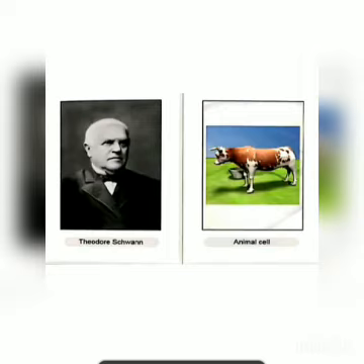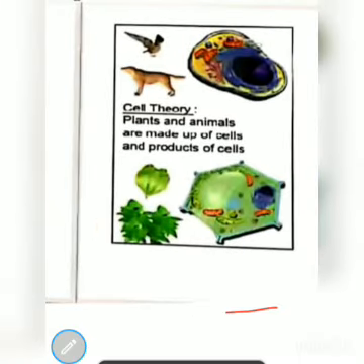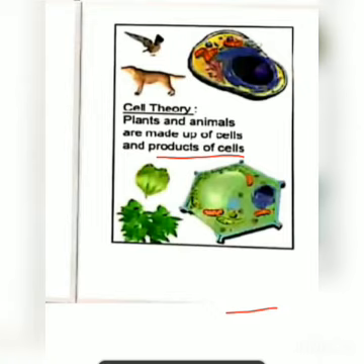These thoughts were proposed by Matthias Jakob Schleiden in 1838 and Theodor Schwann in 1839, who proposed the cell theory. According to them, plants and animals are made up of cells and products of cells. Now you may doubt what the products of cells are. Generally, the cell products are proteins, lipids, fats, energies, and chemicals like hormones and enzymes.